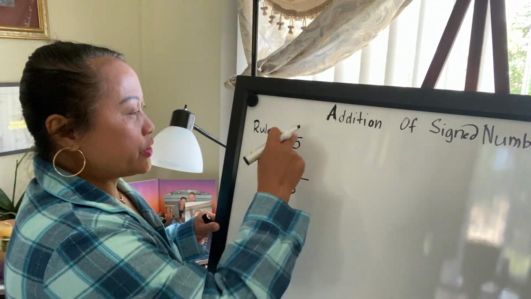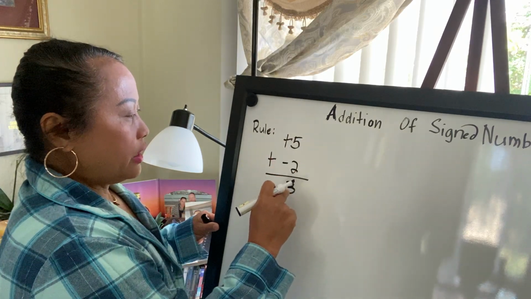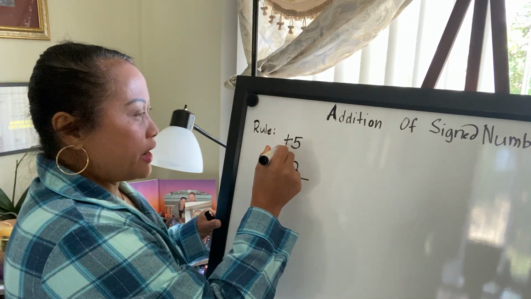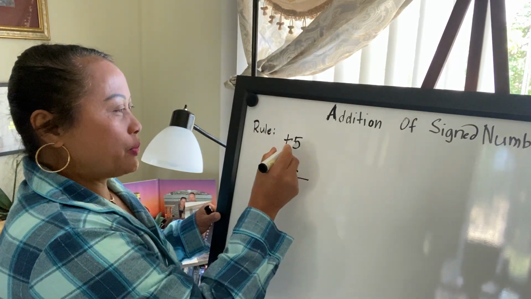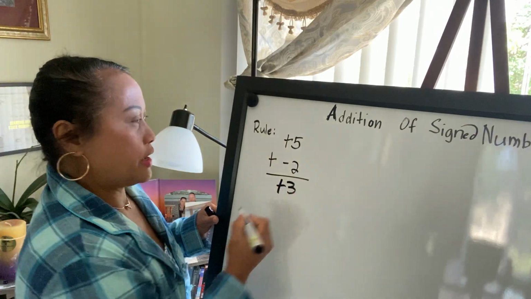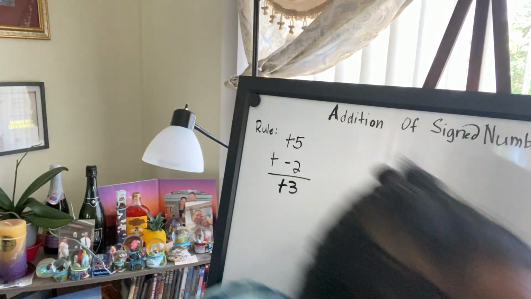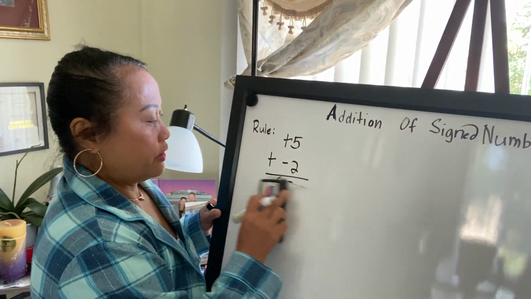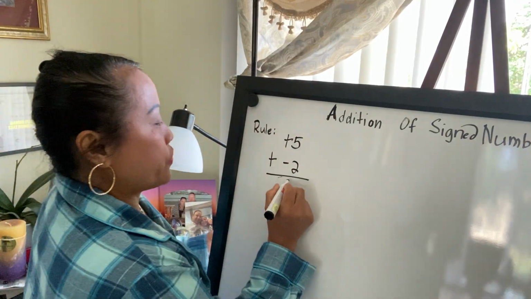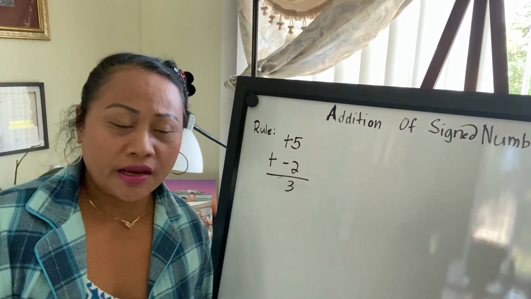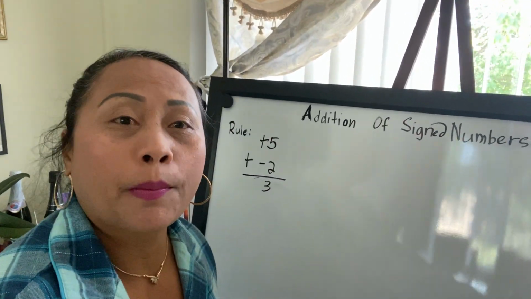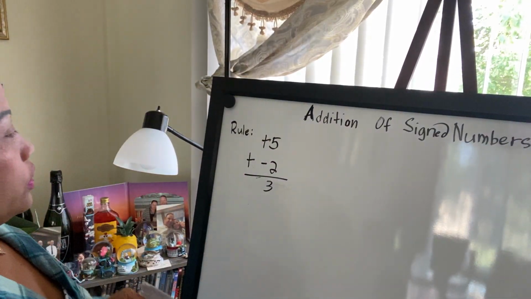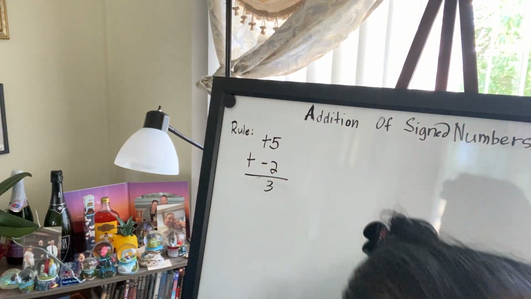So now, after that, you have to bring down the sign of the greater number, which is 5, positive, so you will put positive 3 as the answer, or you can just write 3. A number without a sign is understood to be positive, okay? So, I'll give you another example.